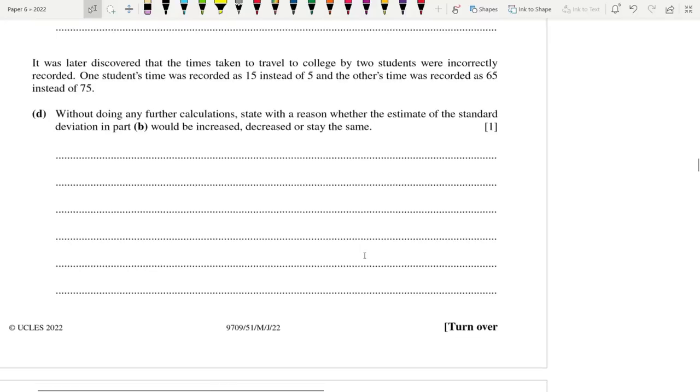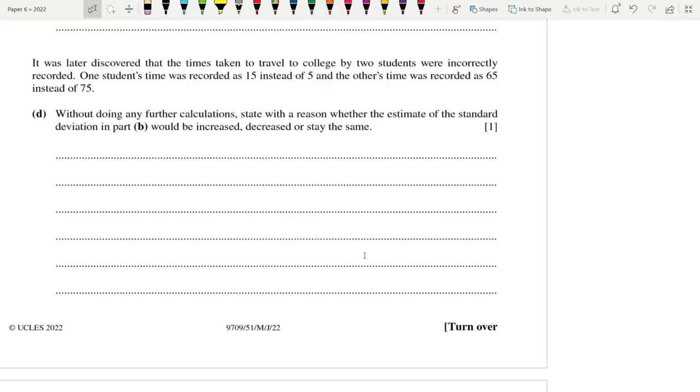It was later discovered that the times taken to travel to college by two students were incorrectly recorded. One student's time was recorded as 15 instead of 5, and the other's time was recorded as 65 instead of 75. Without doing any further calculations, state with a reason whether the estimate of the standard deviation from part B would be increased, decreased, or the same.